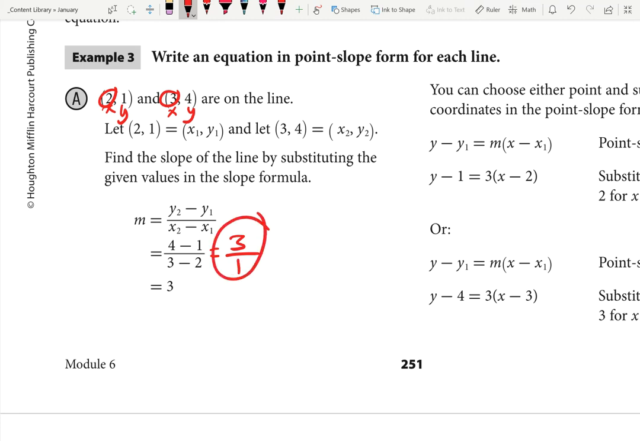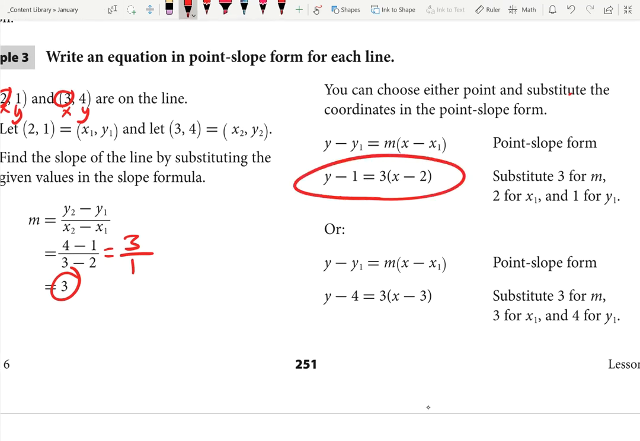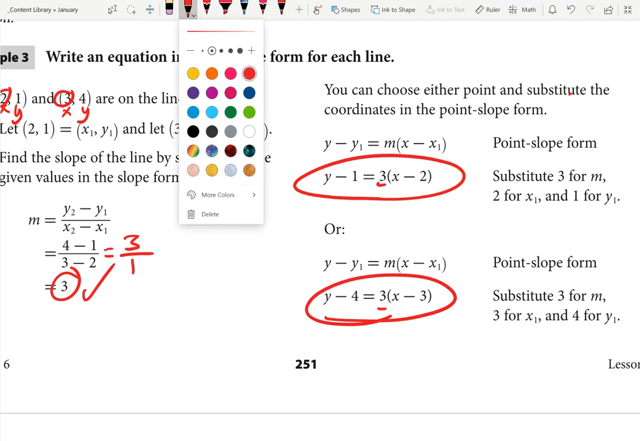Now, this is still a fraction, yes, but it's really a number when you simplify it. 3 divided by 1 is the number 3. So the slope really is just the number 3. And so there are 2 ways you could write your answer. Both of them, of course, have the slope of 3, since that's what we've just discovered, but they differ in the point that they use.